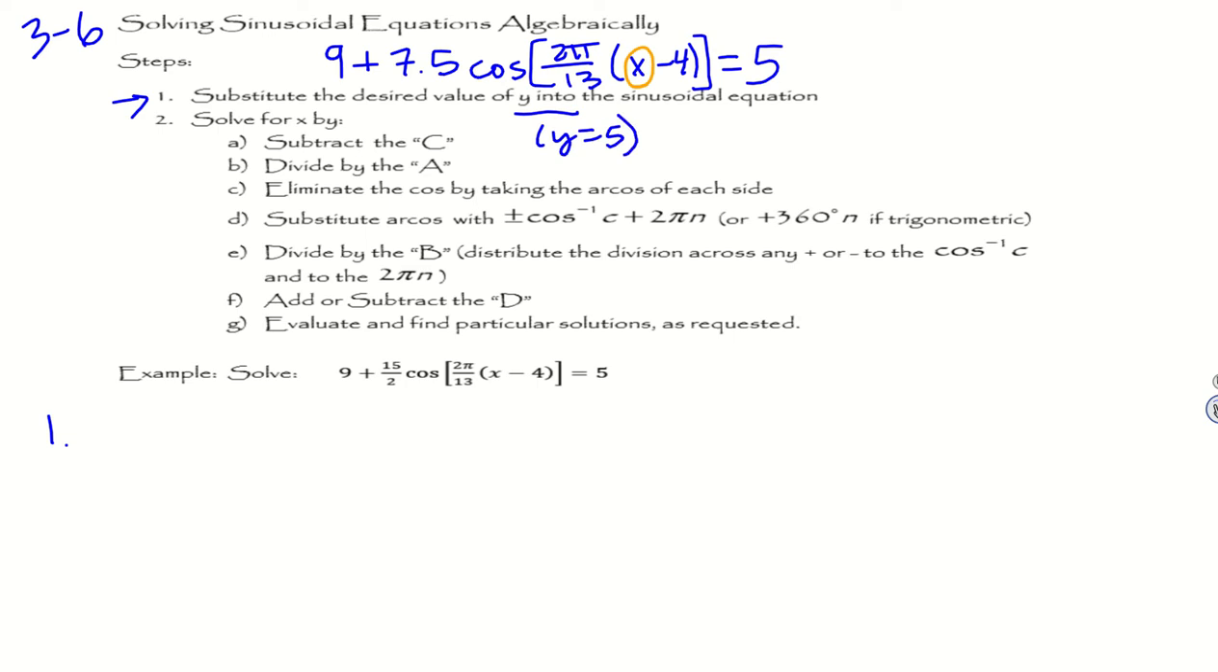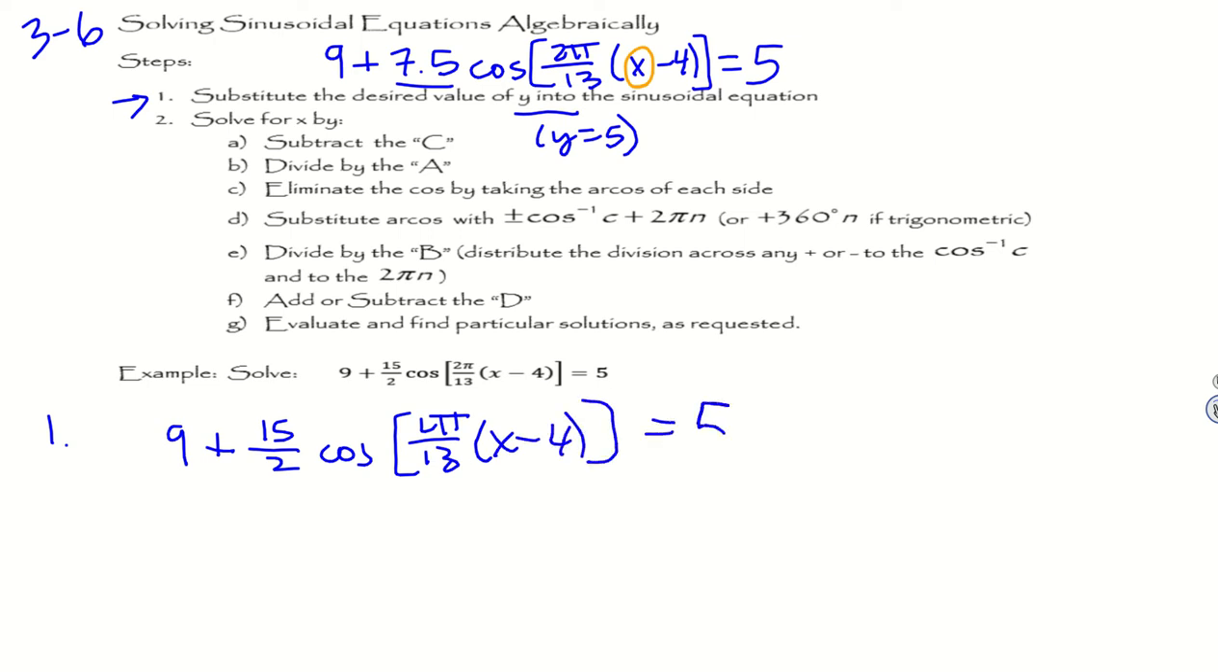So I'm going to rewrite this equation, except that I'm going to rewrite 7.5 as a fraction. So the equation I'm solving is 9 plus 15 halves times the cosine of 2 pi over 13 times (x - 4), and I want to find the x that will make that equal to 5. So we're going to follow our steps. I want to get the x by itself, so I'm going to get rid of everything that's on the left side of the equation, working from what is farthest away from my x into where it is.